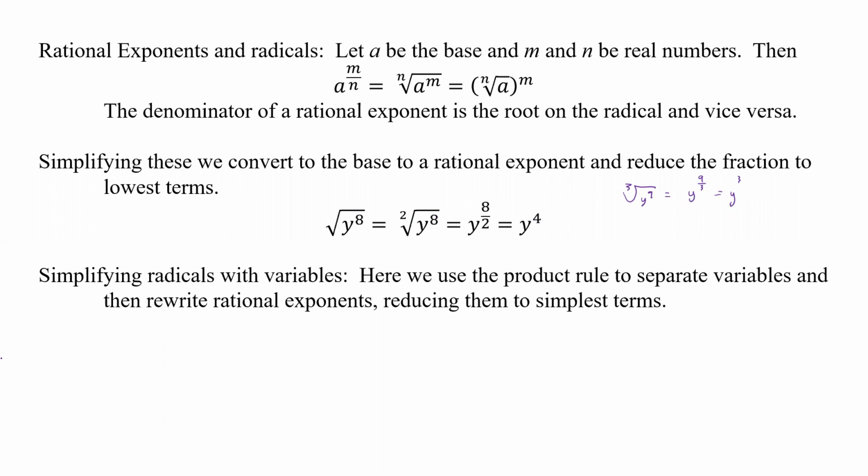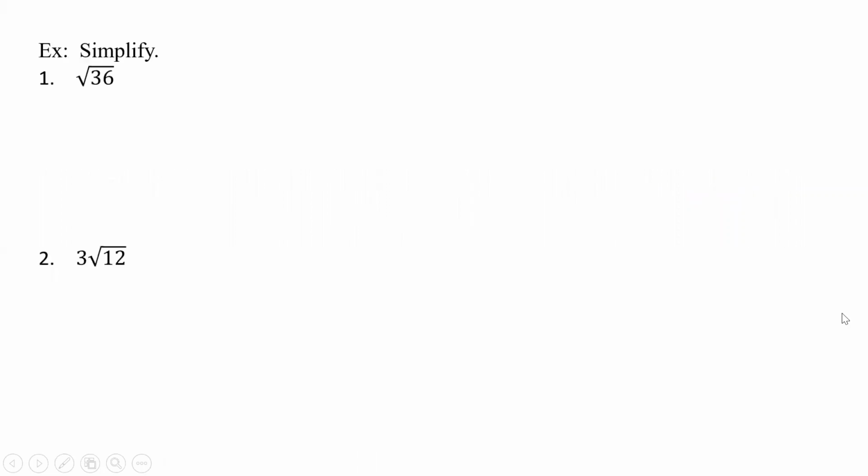Now, simplifying radicals with variables, here we just use the product rule to separate the variables and then rewrite rational exponents, reducing them to the simplest terms. And we'll see that when we actually start working with radicals with variables. So let's start going through these, and we're just going to simplify the radicals. That's the key thing here: for 10 problems or so, we're going to simplify radicals.